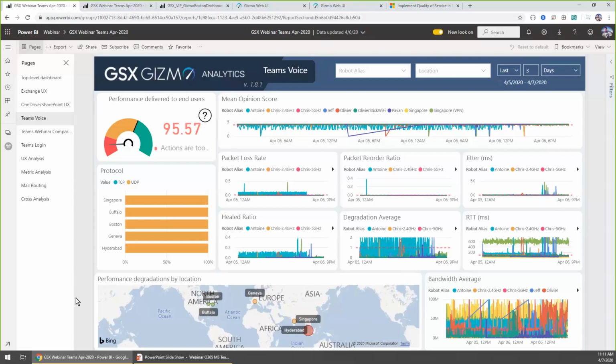network metrics, for example. So here, if we focus on Teams voice, you can see we have the MOS from each of those calls, from each of the locations, but we also have some of the underlying network metrics like the packet loss rate, reorder, jitter, round trip time, the protocol. So we gather as many metrics as possible so that you can take actions and troubleshoot where the issue is taking place. So we're going to take a look at Singapore.